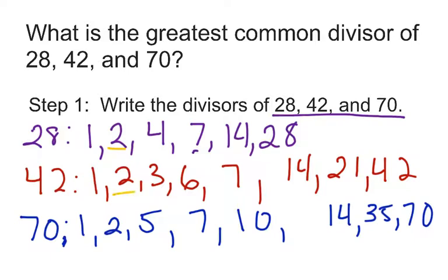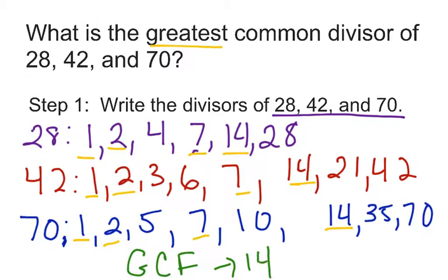Now I need to look at my common factors between all 3 numbers. So between all 3 numbers, 1 is a common factor, 2 is a common factor, 7 is a common factor amongst all 3 numbers, as well as 14. 14 is a factor of all 3. So of course the greatest common factor would be 14. So I hope this helps you in finding the greatest common divisor.